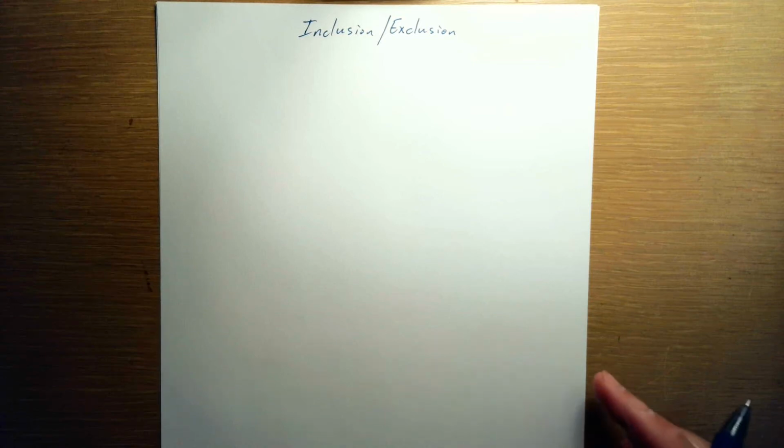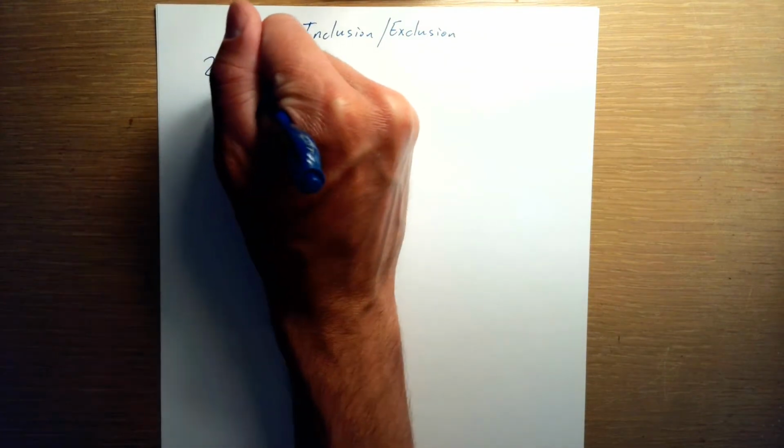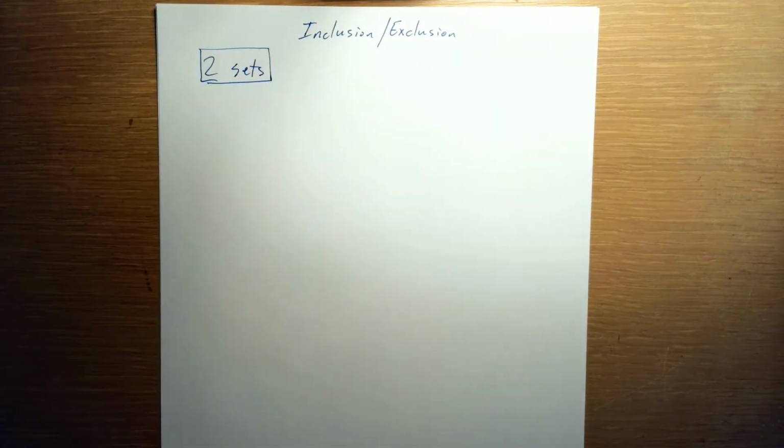Hey everyone, in this video we're going to be taking a look at the principle of inclusion and exclusion. This is a counting principle and we're going to focus on two sets. Just note that inclusion and exclusion applies to any number of sets. We're going to focus on two here just so we can get the basics down.